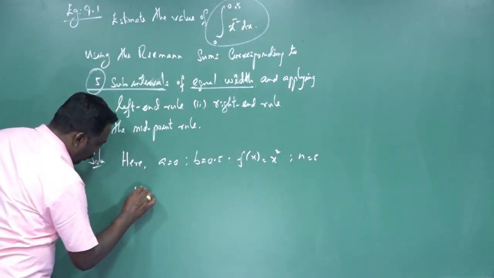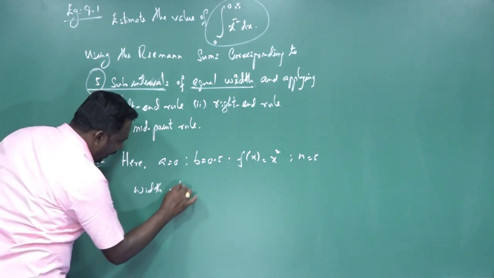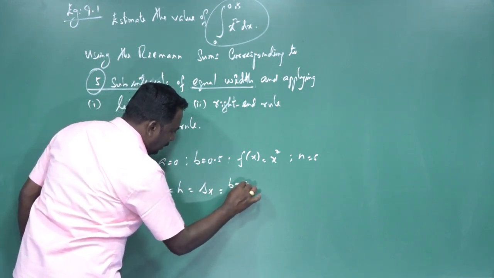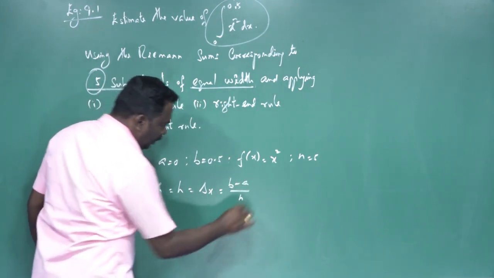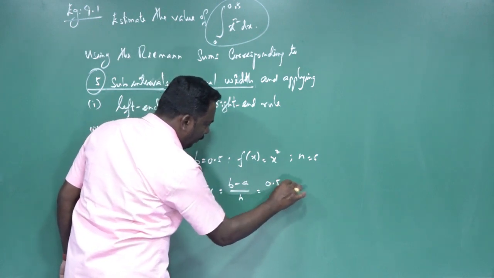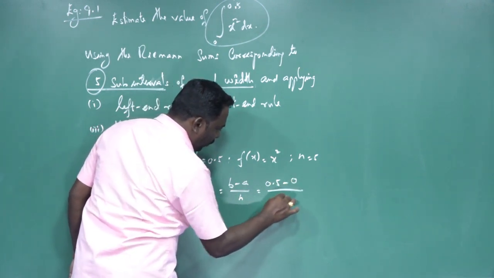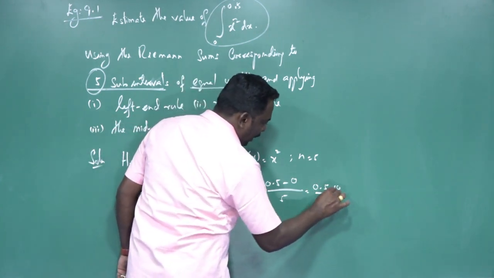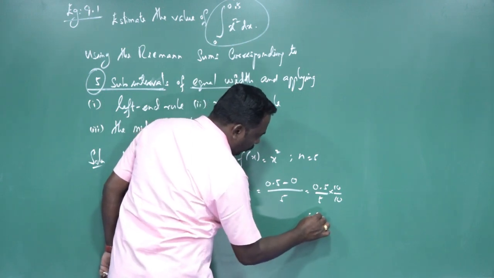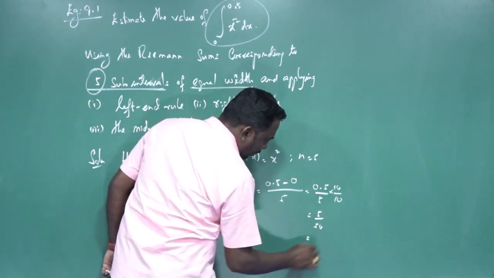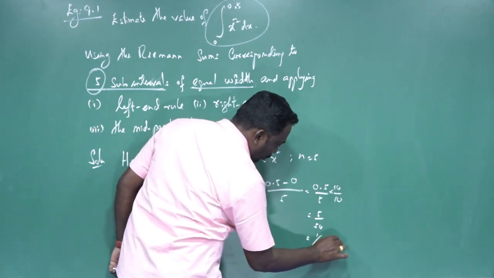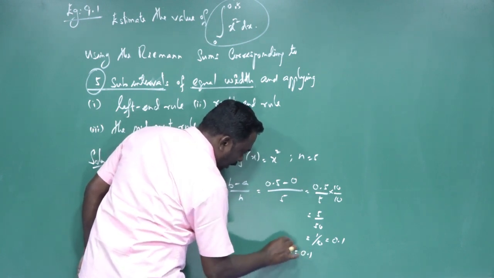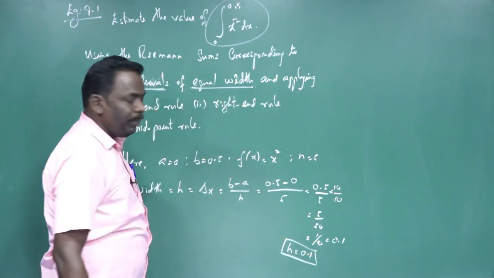Now we know the width of the interval is defined by h, that is equal to delta x, equal to (b minus a) by n. Here b equal to 0.5, a equal to 0, n equal to 5, so it is 0.5 by 5. Multiplying by 10 by 10, it is 5 by 50. Cancelling, it is 1 by 10, that is equal to 0.1. Therefore, the h value is 0.1, and that is called the width of the sub-intervals.